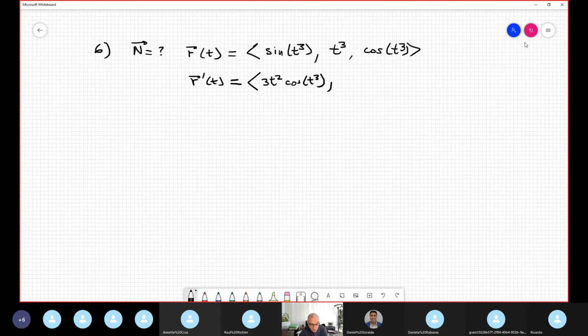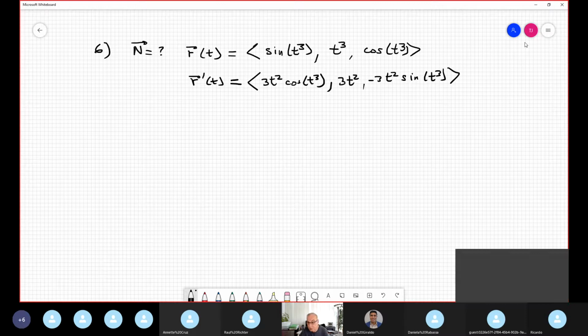And the second component is 3t squared. Comma, and derivative of cosine, sorry, derivative of negative sine, and derivative of the expression inside the argument, is minus 3t squared sine t cubed. Everyone follow me so far? Yeah. Okay, 100%. Take care.